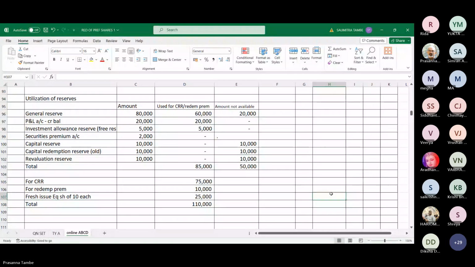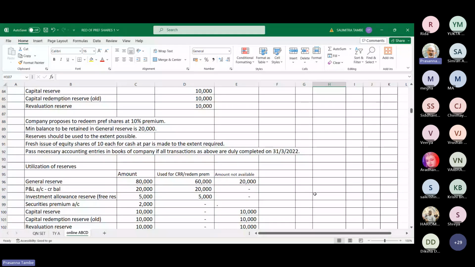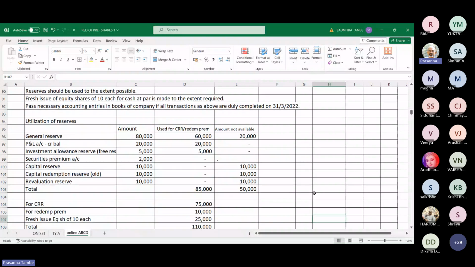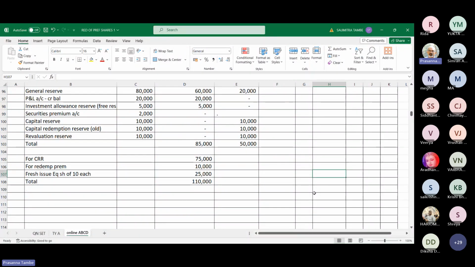Yes, sir. Okay. So accounting entries, again, we will have one set of entries for fresh issue. We'll be issuing share capital of 25,000. These are 10 rupee shares. So 2,500 equity shares of 10 each for cash. These are being issued at par. So we will do that part first. Then we can go ahead with the redemption. We can create CRR. We can provide for premium, and then we can eventually make the payment to the shareholders. So first we'll start with the fresh issue.